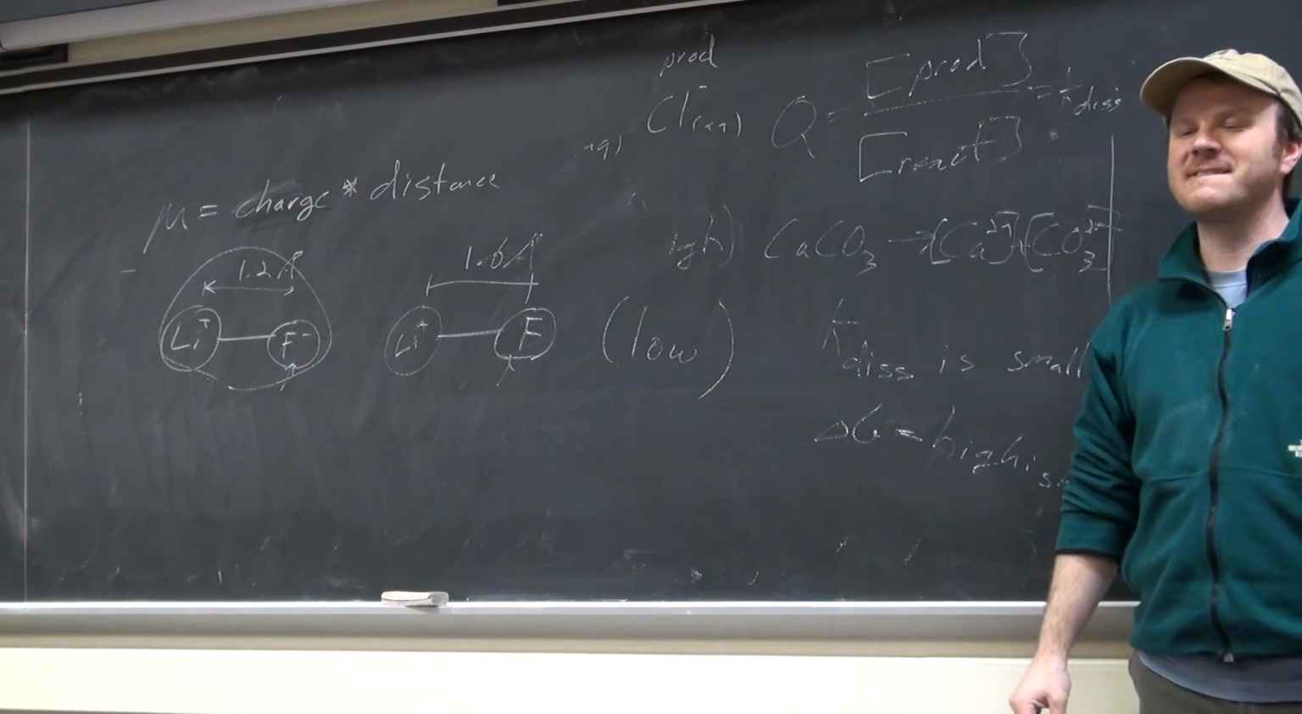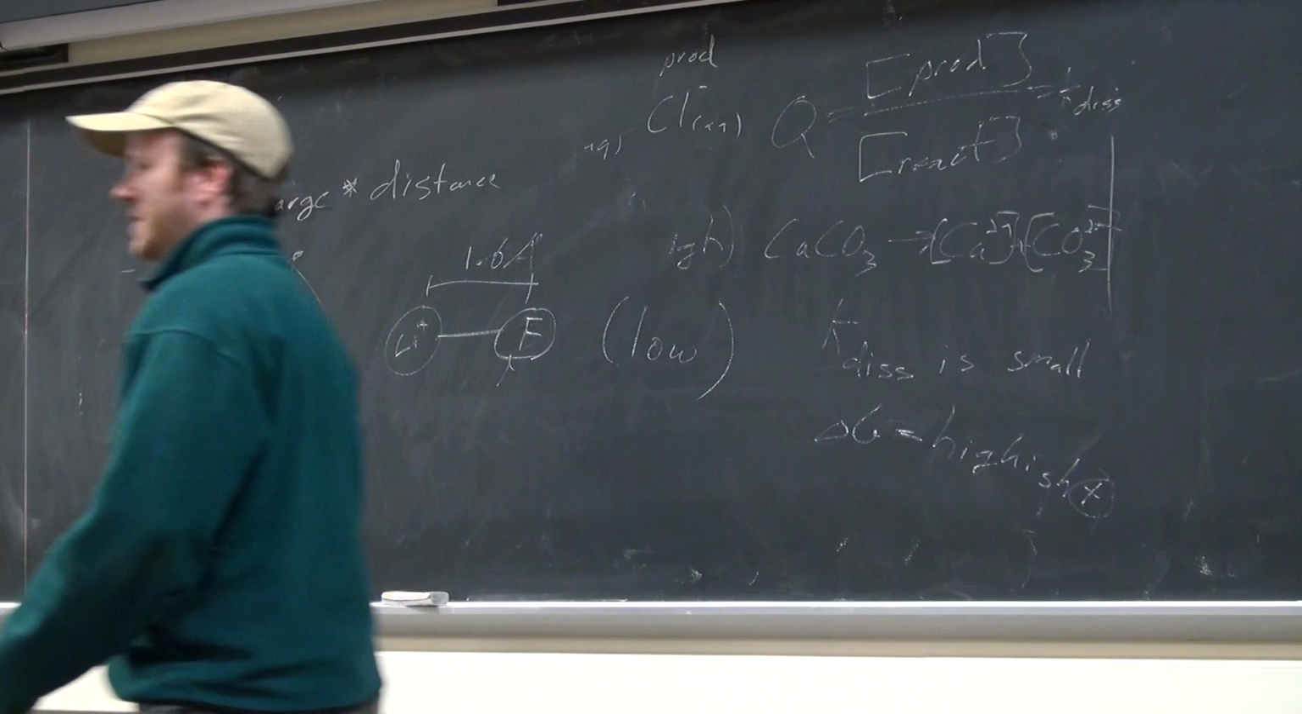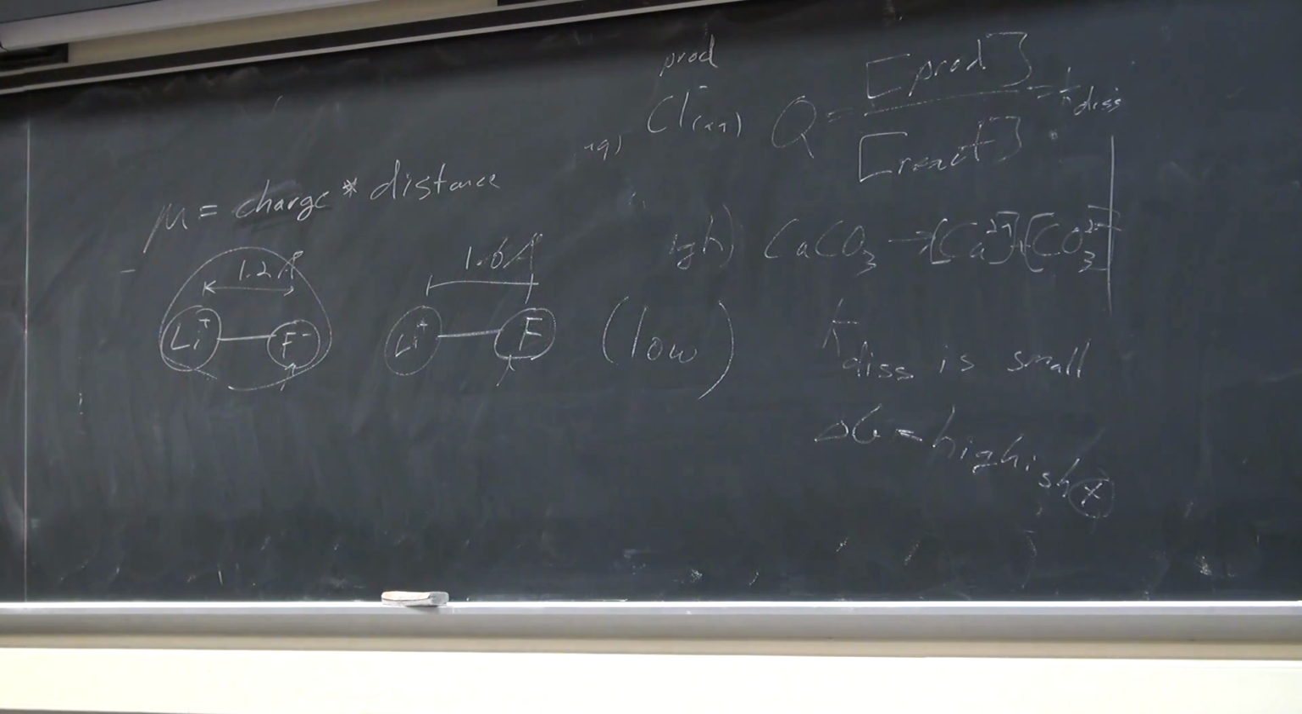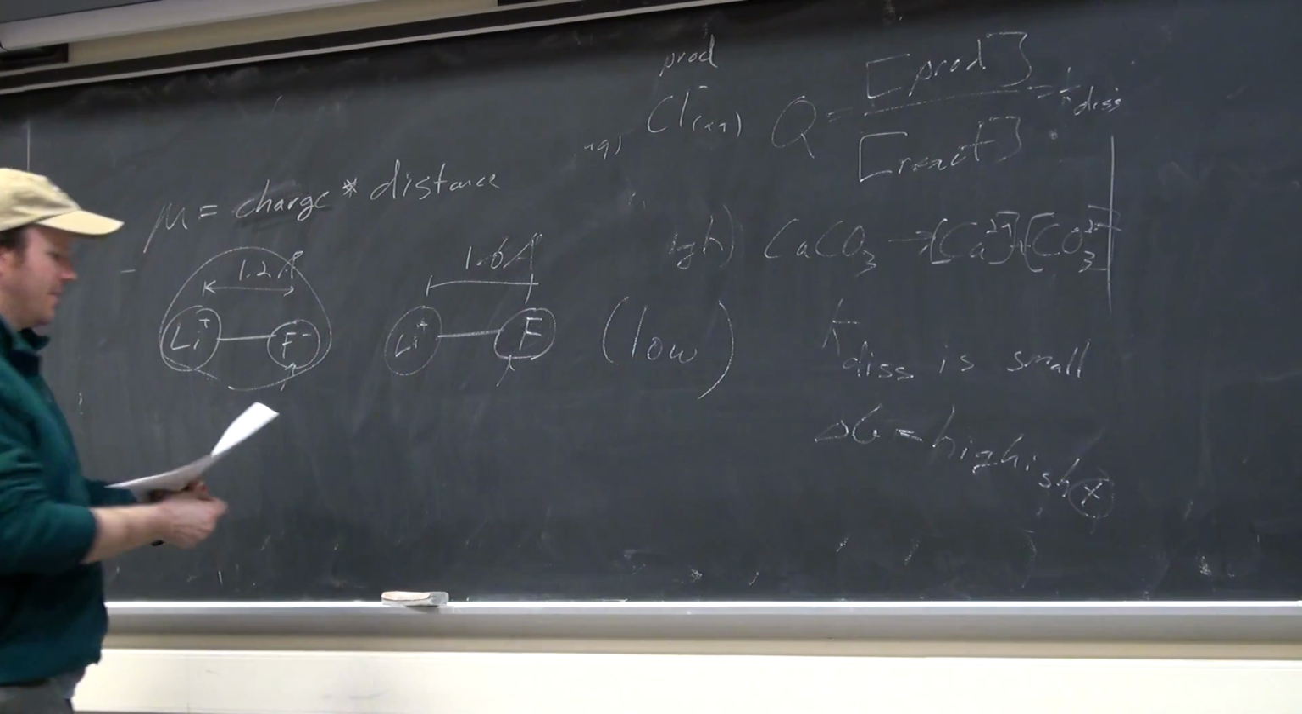Yeah? 11B from the first one. 11B. That's the second one. Yeah, please give a numerical estimate for the equilibrium constant.